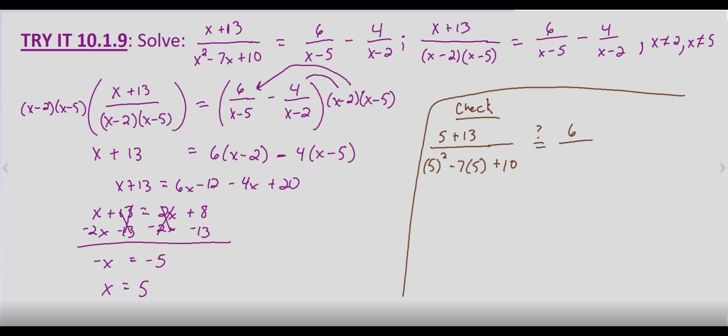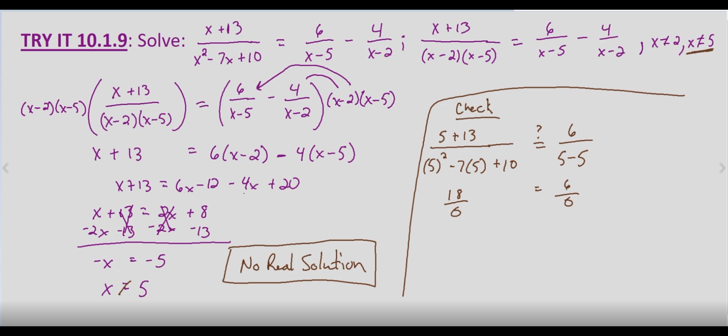6 over 5 minus 5? And if we look back here at our original statement of what x cannot equal, it's because with this first term on the right-hand side, we're going to end up with 6 over 0. And actually, if we multiply this out, 25 minus 35 is negative 10 plus 10. We'd end up with 18 over 0 on this left-hand side. So x can't equal 5, which means there is no real solution.